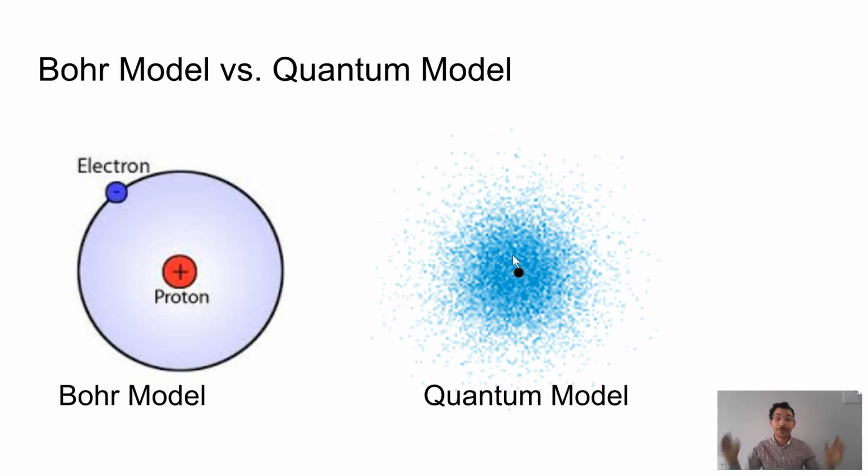We don't know exactly. We know where it might be. We know where it's probably going to be. It's probably not going to be way out here. It's probably going to be somewhere in there. So the quantum model has a lot of uncertainty in it.